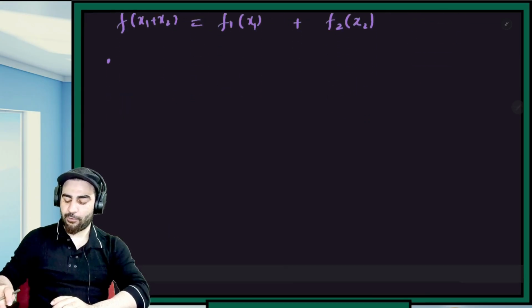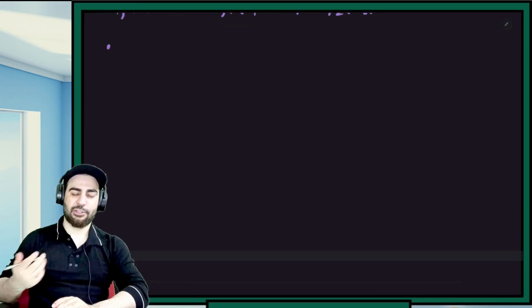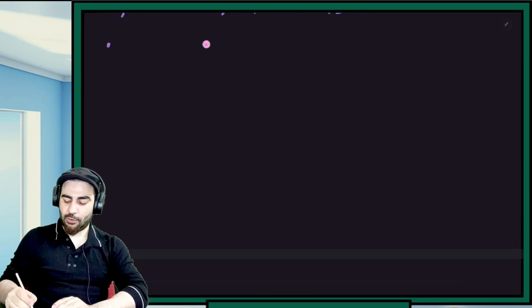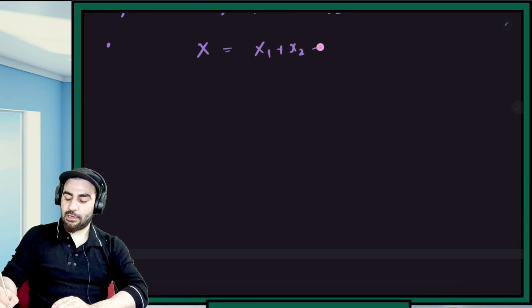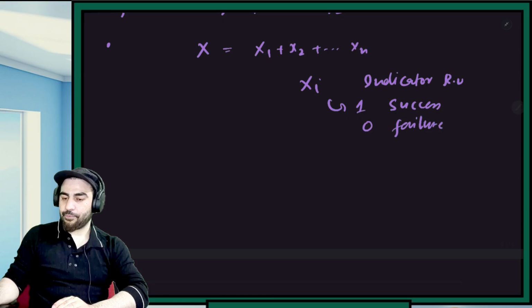The second way of looking at it is by using the indicator random variables that we saw in the previous session also. You can also see these distributions by using these indicator variables. So how to do that? Now you have this x, you can see x1 plus x2 and so on till xn. These xi's are known as indicator random variables, and they are 1 for a success and 0 for a failure.